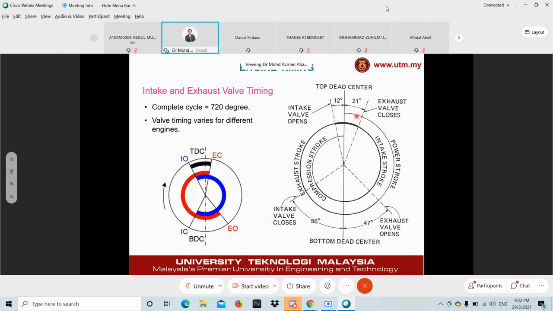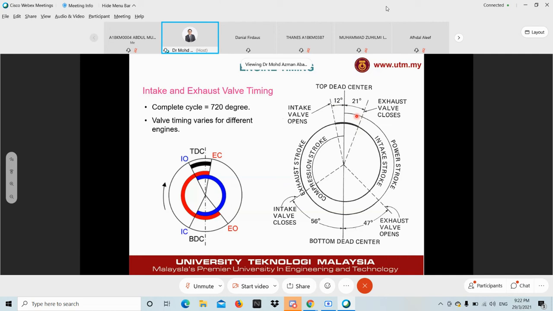But one of the reasons they have overlap is because there's a reason for overlap. When you say overlap, it is whereby both the intake and exhaust valves are open. Yes, so during this valve overlap is what they call overlap.